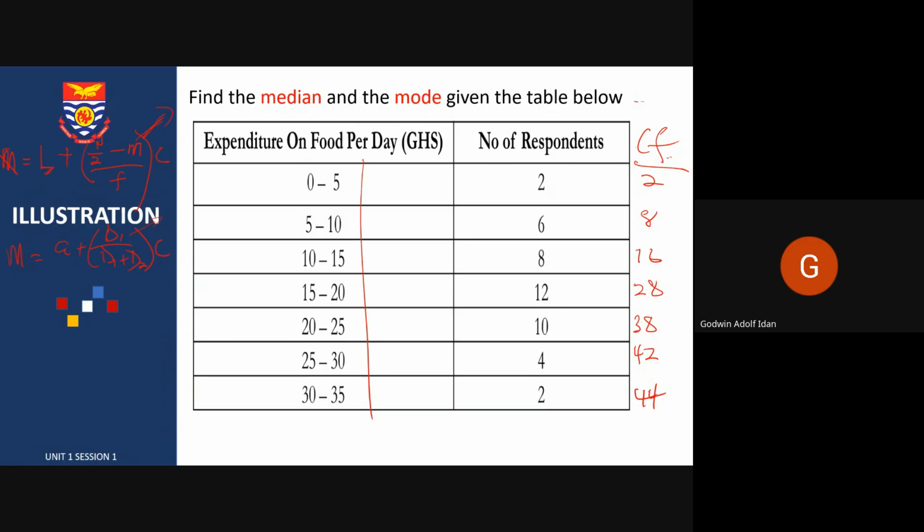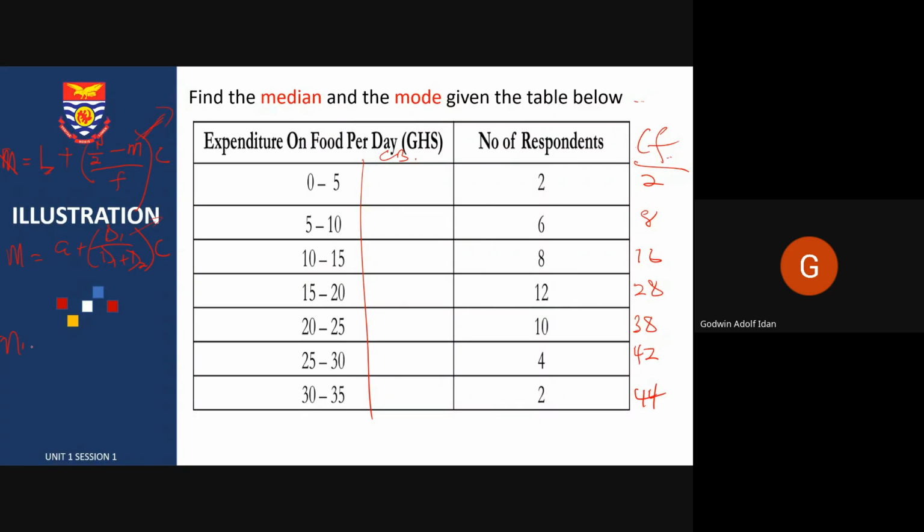Or we can also decide to convert this into the class boundary, where we are now going to do minus 0.5 to the lower and plus 0.5 to the upper. Already it is in the boundaries, right? The question is in the boundaries, because you have 0 to 5, 5 to 10, 10 to 15 in that particular order. So we can straight away go and compute our median.